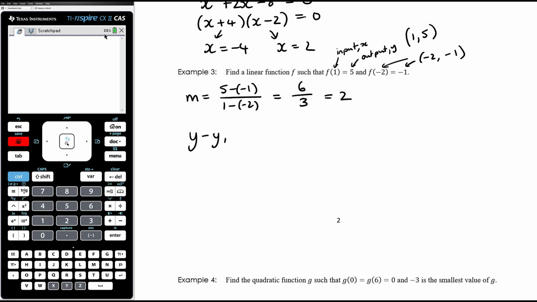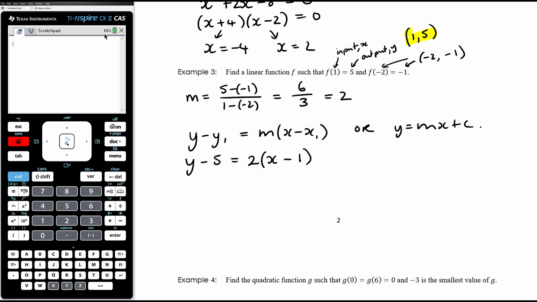I personally prefer to use y minus y1 equals m times x minus x1, but you can use y equals mx plus c if you prefer. Okay, so y minus the y coordinate of the point, y minus 5, equals our gradient times x minus the x coordinate of the point, 1. So I've chosen to use this point along with the gradient. You could use the other point if you prefer. Now just tidying up and making y the subject, so expanding the brackets on the right hand side is 2x minus 2, and adding 5 to both sides, the equation is 2x plus 3.